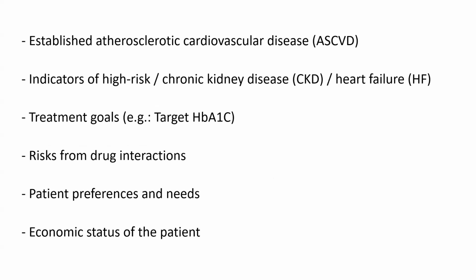and whether or not the patient has established atherosclerotic cardiovascular disease, and whether or not the patient has chronic kidney disease, or is at high risk of kidney disease or heart failure. And the treatment goals, that is the target HbA1c. The target HbA1c for individuals differs depending on their age and certain other factors. And the risk from other drug interactions, as the patient may be on other drugs for other diseases. So we need to consider the drug interactions, and of course the patient preference and needs. And in fact, we have to consider the economic status of the patient as well.